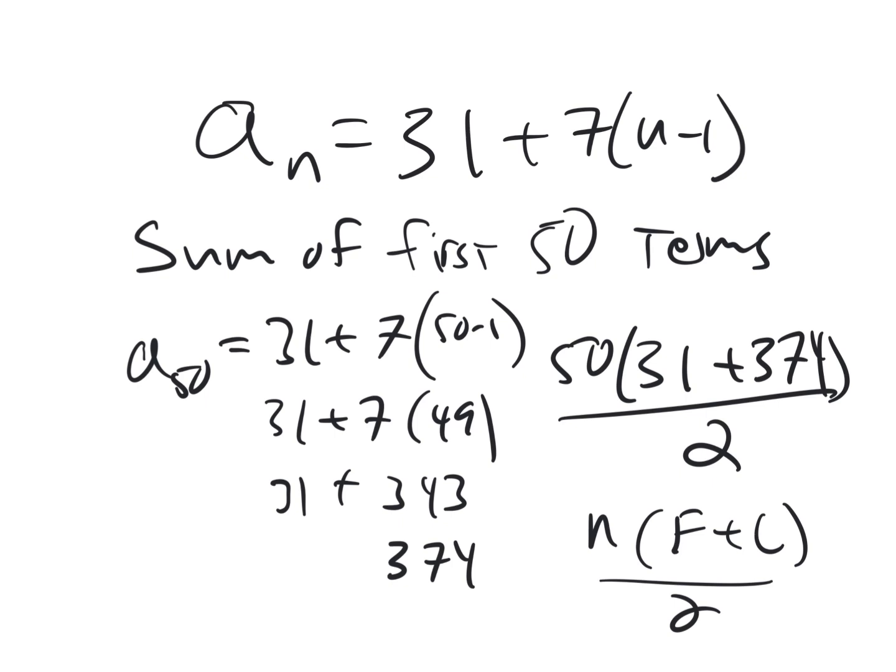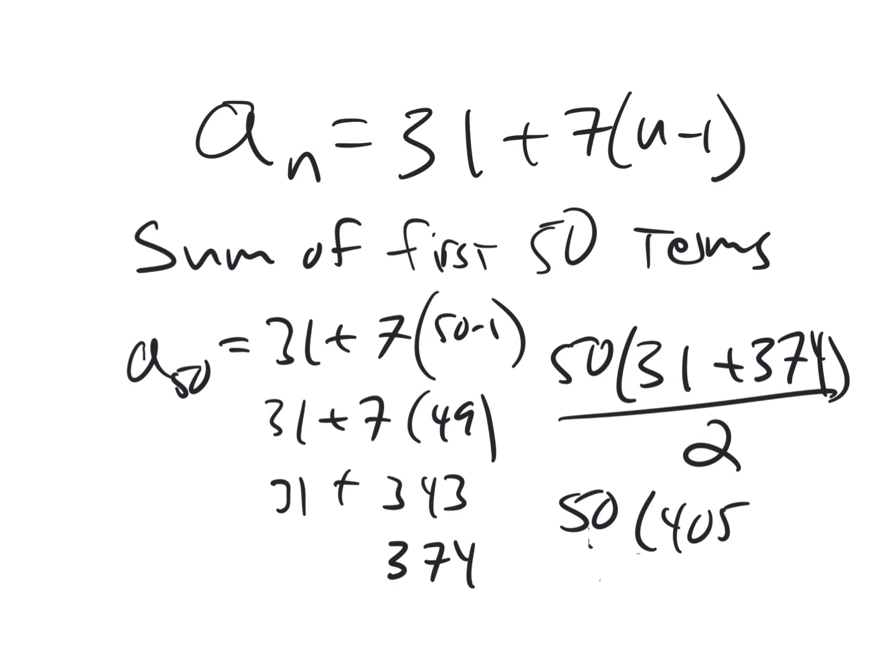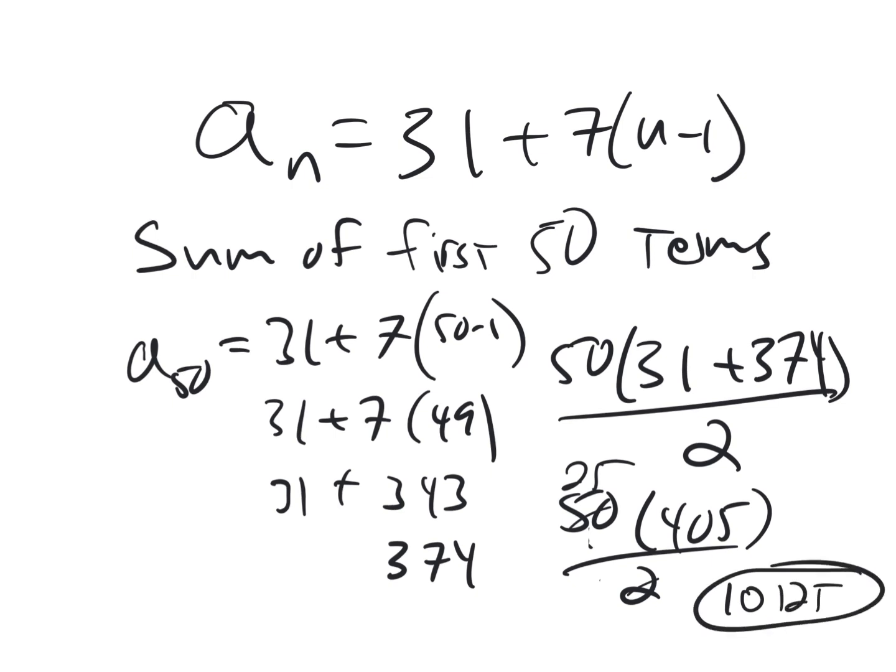So for those of you who want to finish seeing this worked out, I'm going to add those two numbers, and I'm going to get 405, is it? And then what I did is I divided 50 by 2 to get 25, and I multiplied 25 by 405, and I came up with 10,125. All right, so hopefully that helps you do the next set of your version of this question.